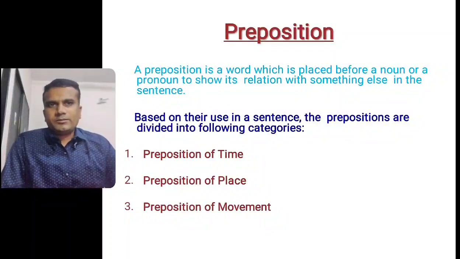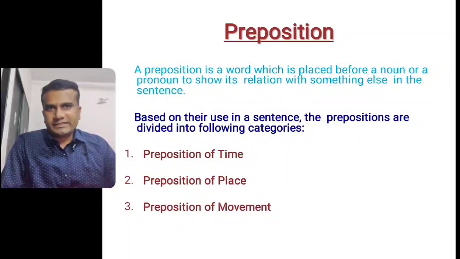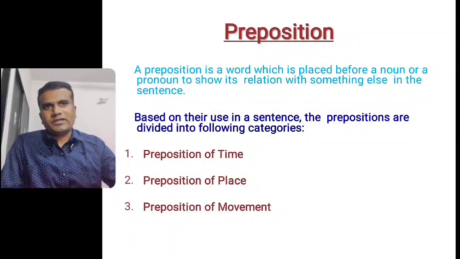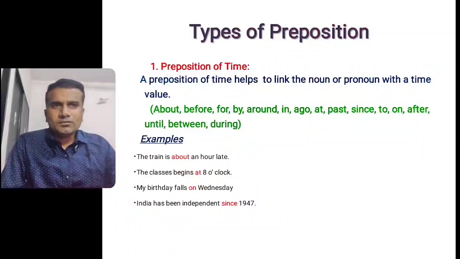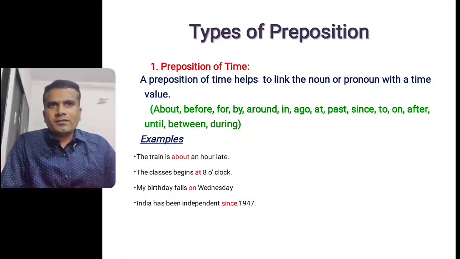Now, based on the use of prepositions in a sentence, the prepositions are divided into the following categories or types. First type of preposition is preposition of time. Second category of preposition is preposition of place, and finally third, preposition of movement. Now we will see one by one. First type of preposition is preposition of time. I will tell you the meaning of preposition of time.